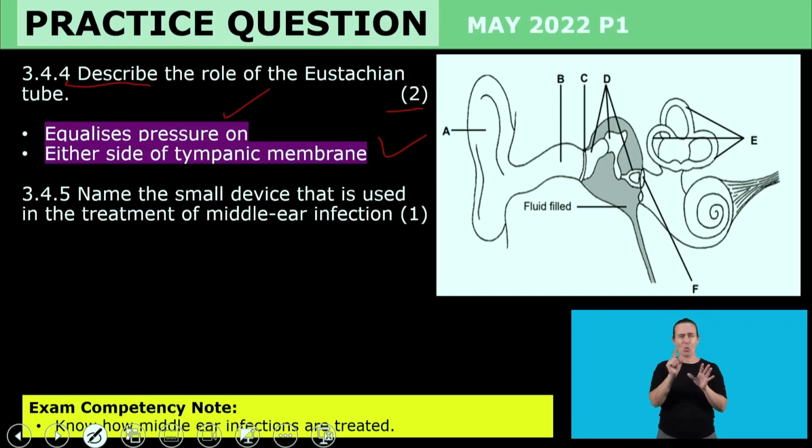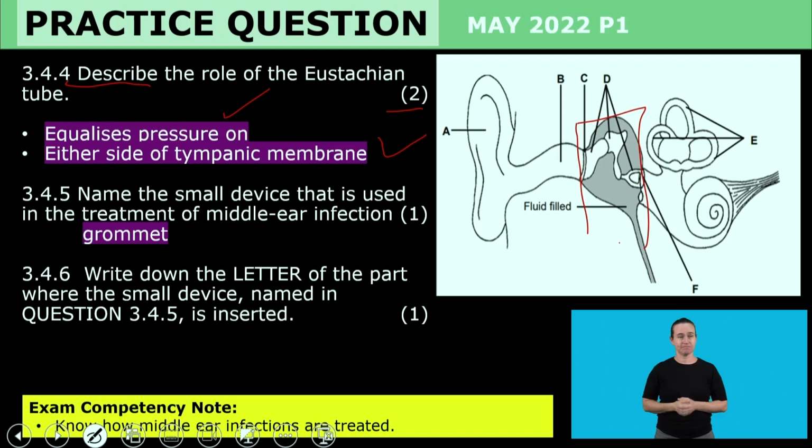345, name the small device that is used in the treatment of middle ear infection. What is it that is used there? It is the use of grommets. 346, write down the letter of the part where the small device named in question 345 is inserted. So you tell us the part, and that is part C. They are not asking you the name, but the name is tympanic membrane.